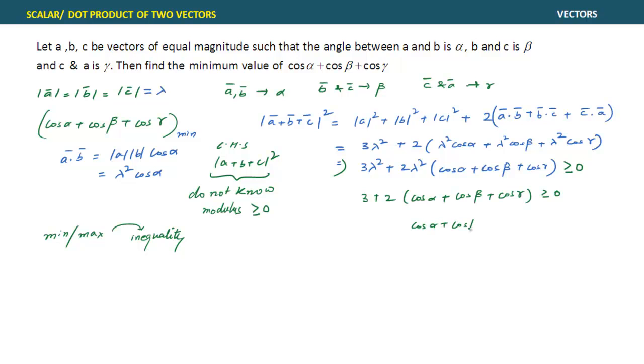So cos alpha plus cos beta plus cos gamma is always greater than or equal to minus 3 by 2, so that means the minimum value is nothing but minus 3 by 2. This is the answer we were looking for, and this is how you solve this particular question. The reason for taking this question is to make sure that you understand the concept of modulus of a plus b plus c whole square and how to find maximum and minimum problems. For maximum and minimum, we need to convert this into an inequality problem. And obviously, anytime we can take modulus to be greater than or equal to 0.